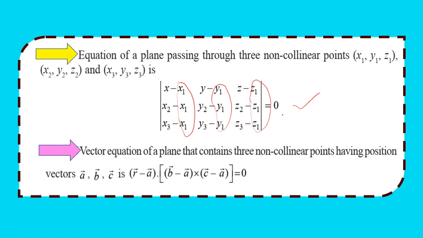Okay, and the vector equation of a plane that contains three non-collinear points having position vectors a, b and c is (r minus a) dot (b minus a) cross (c minus a). Again we have subtracted the same vector a. So the vector equation containing three non-collinear points with the position vectors a, b, c is (r minus a) dot (b minus a) cross (c minus a) equals 0. Clear? So pause and note down these equations.